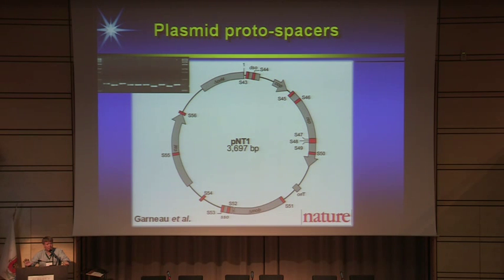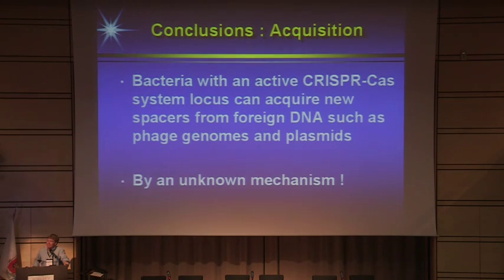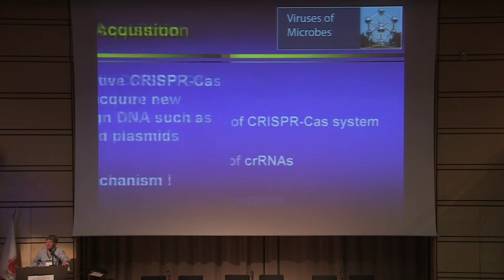In the interest of time, I'm not going to talk about this, but I just want to tell you that if you introduce a plasmid into that strain and grow that strain without selective pressure, the CRISPR array will pick up DNA from your plasmid and become resistant to that plasmid, in the sense that the strain will lose the plasmid, and if you try to reintroduce the plasmid, you won't be able to, because that CRISPR array has acquired a spacer targeting that plasmid. So bacteria with an active CRISPR-Cas system can acquire a new spacer for foreign DNA, such as phage genomes and plasmids, by an unknown mechanism. A lot of people are trying to understand how this is happening. It's a very active field.